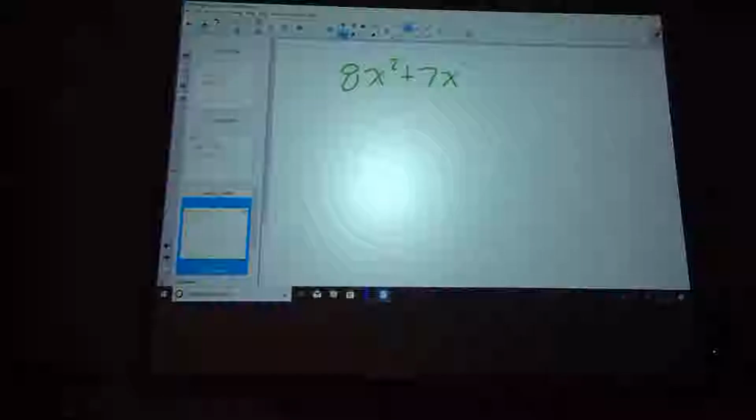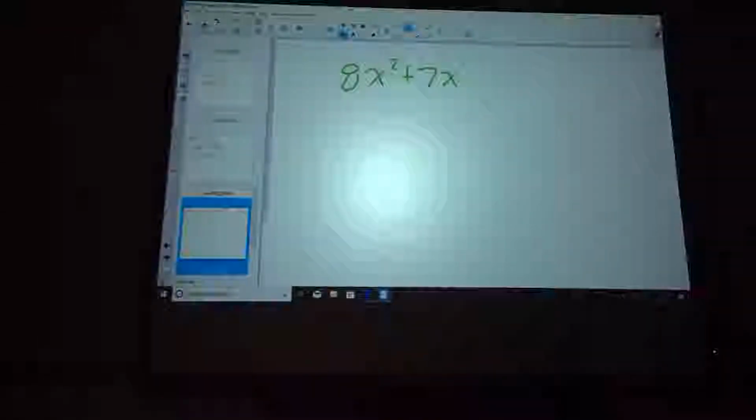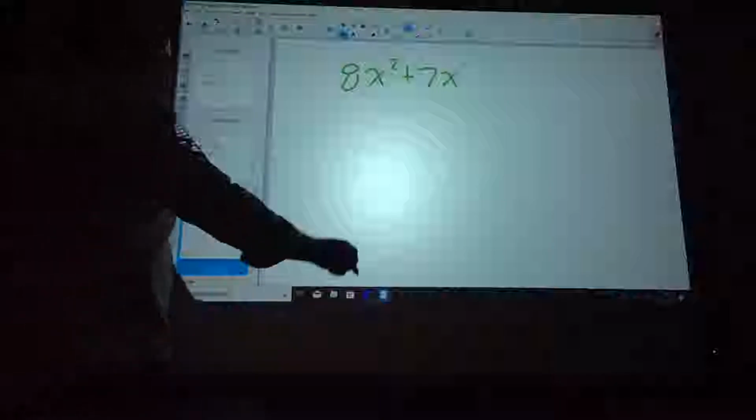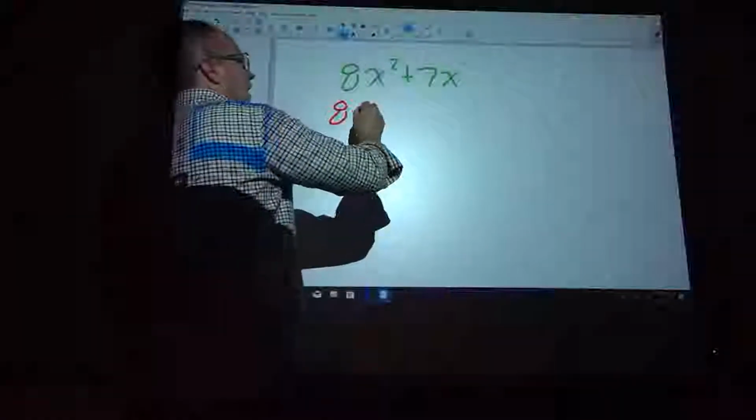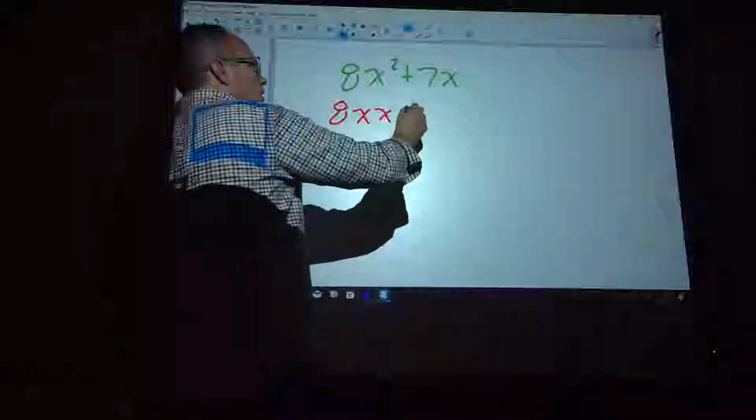All right, let's take a look at this one. Do both terms have a letter in common? Yeah. Do both terms also have a number? No. What goes into 7 and 8 both? Well, I guess 1 does, but we don't worry about 1. So they both have an x. So this is the same thing as 8 times x times x, because 8x squared is x times x.